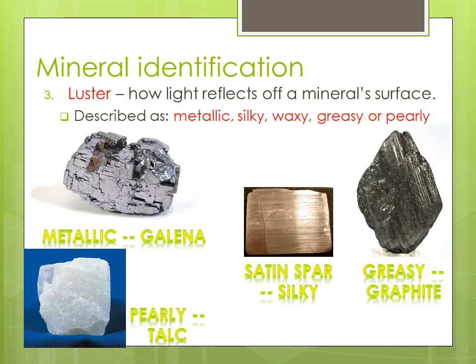Third, luster. Luster is how light reflects off a mineral's surface. So you see here, we've got 4 different minerals. They all look a little different, don't they? So we describe this luster as metallic, silky, waxy, greasy, pearly. Just how that light reflects off the surface.